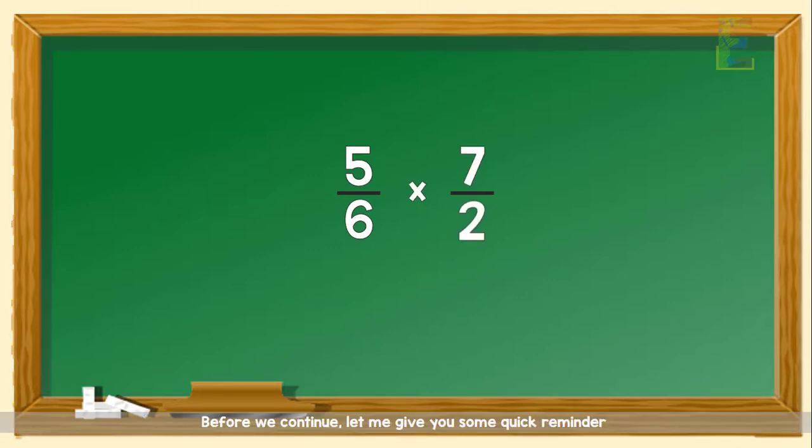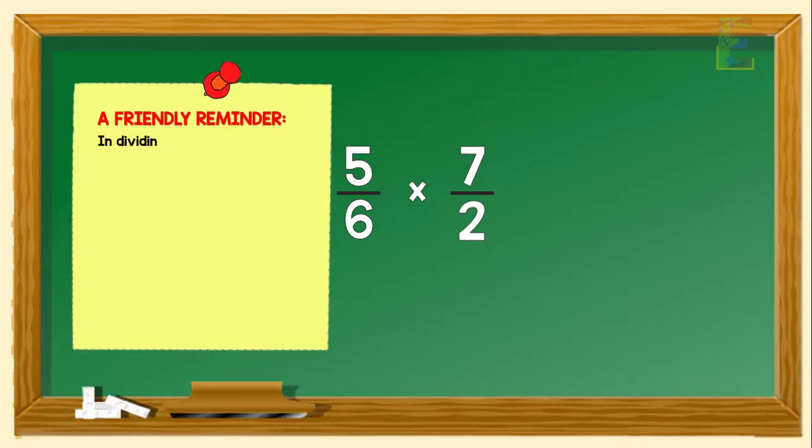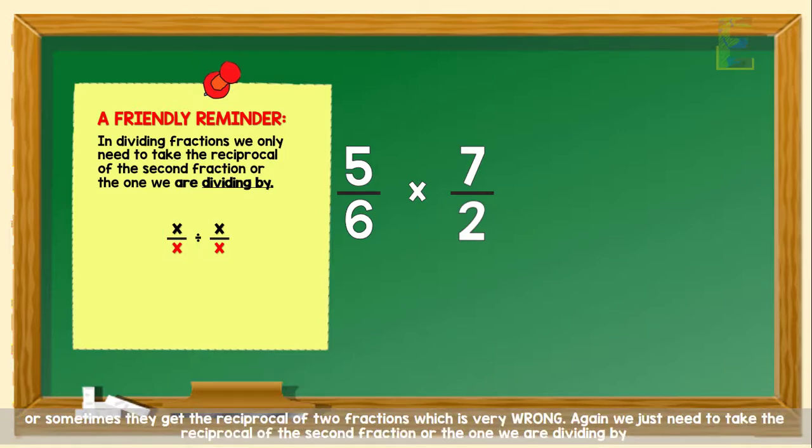Before we continue, let me give you a quick reminder. In dividing fractions, we only need to take the reciprocal of the second fraction, or the one we are dividing by. Common mistakes of students are they get the reciprocal of the first fraction, or the one that is being divided, or sometimes they get the reciprocal of two fractions, which is very wrong. Again, we just need to take the reciprocal of the second fraction, or the one we are dividing by.